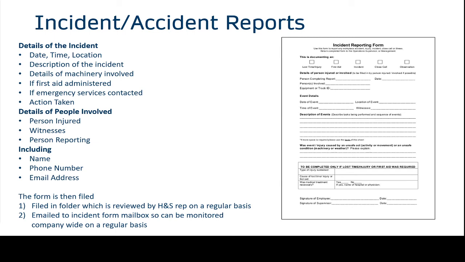A lot of time we're finding that it's digital, so it would be a digital form, a Word document maybe, and it would be emailed to an incident form mailbox, so it can be monitored on a company-wide regular basis. So you'd have an email address, for example, incident reporting at yourcompanyname.com, and any health and safety incident would have to be recorded and emailed into that mailbox. That would allow your organisation to monitor health and safety incidents on a company basis, rather than being individual folders.